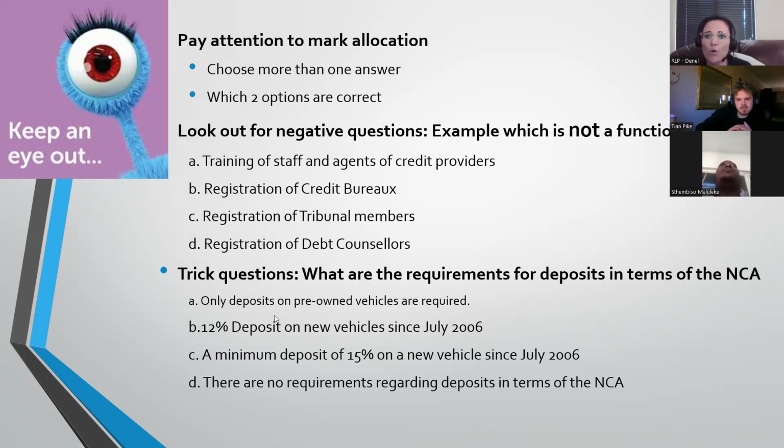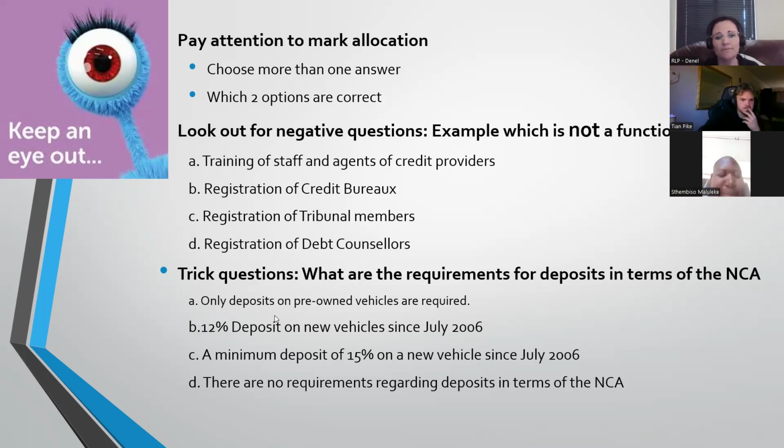So for instance, which is not a function of the NCR? We know that the NCR is responsible for the registration of the credit bureau, credit provider, debt counselor, and payment distribution agents. So B and D is functions of the NCR. So which is not a function? A and C. Do you see how easily it's to eliminate it if you know the content? And remember, the reason why tribunal members are not correct, because they are actually appointed by our president.